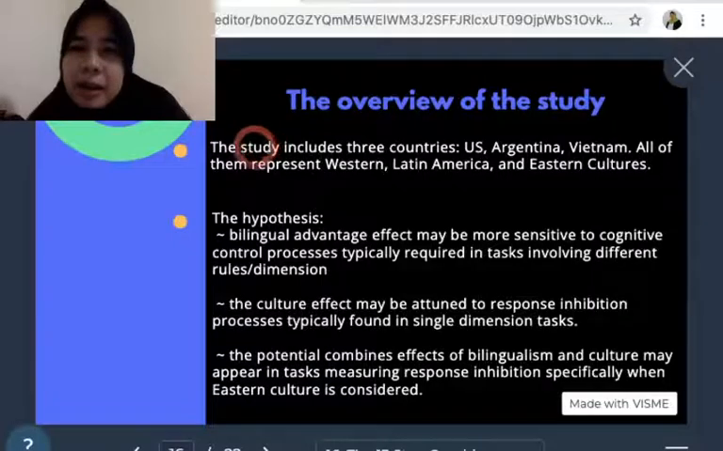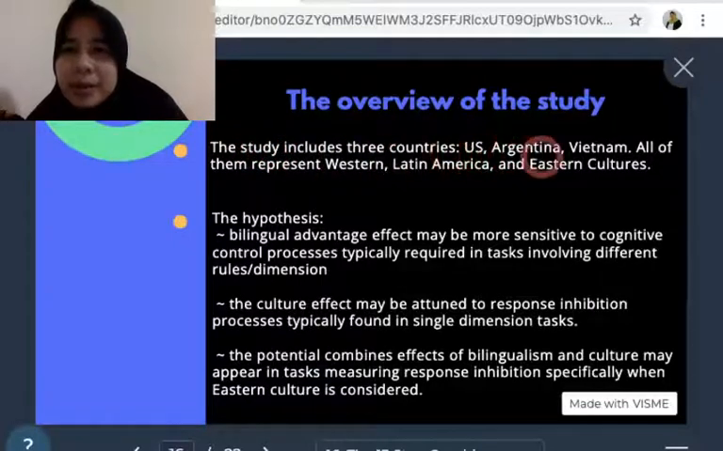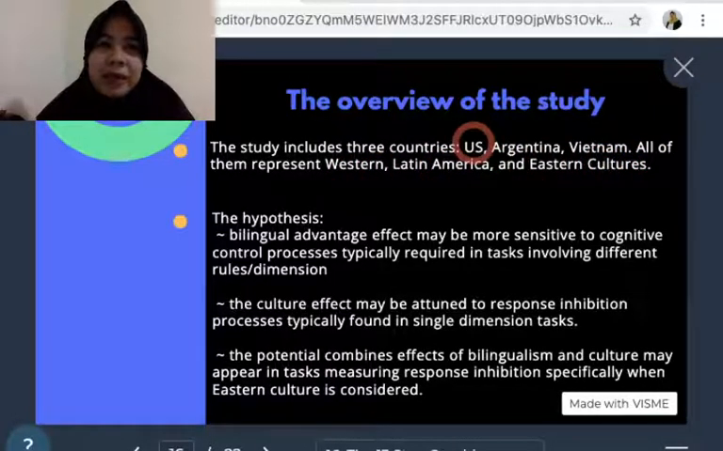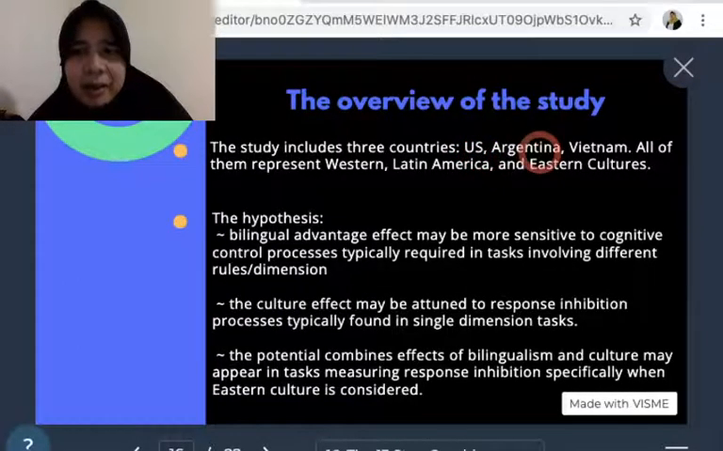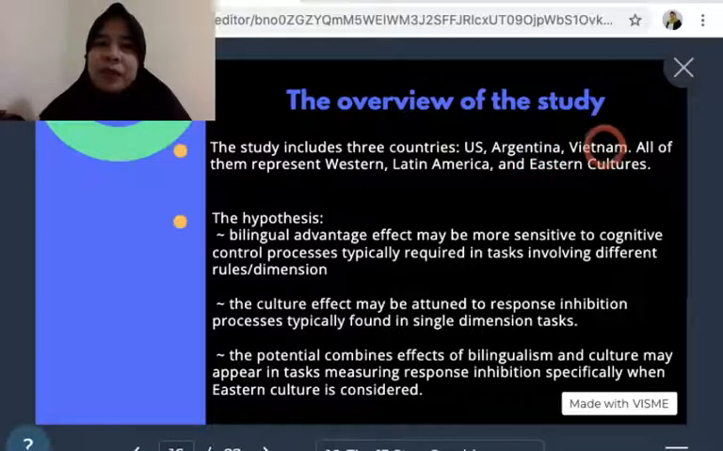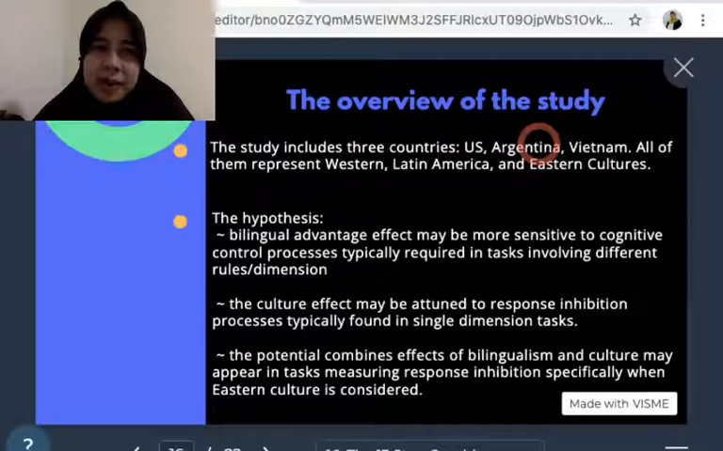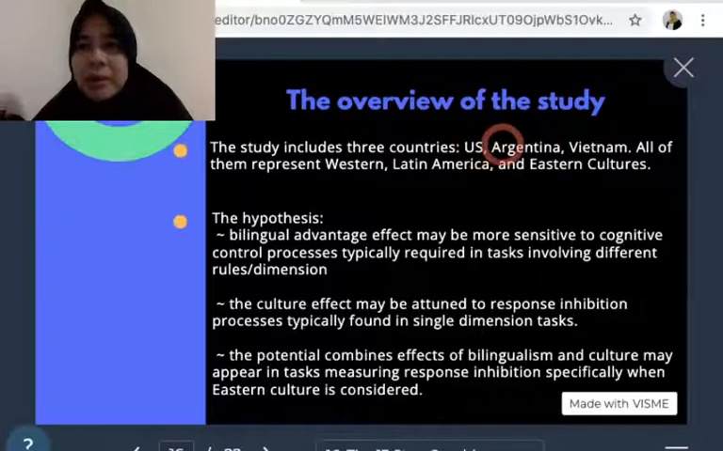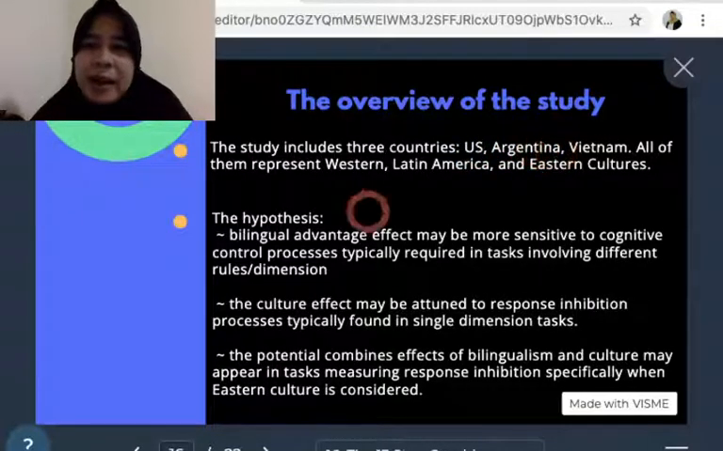The study includes three countries: US, Argentina, and Vietnam. They represent Western, Latin American, and Eastern cultures. It means that every experiment is done in the US, Argentina, and Vietnam. All of these three have native participants from the US, from Argentina, and from Vietnam.